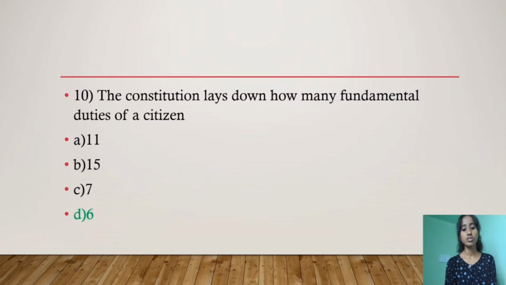The Constitution lays down how many fundamental duties of a citizen? Option A 11, option B 15, option C 7, and option D 6. And now this is the right answer. Option D, that is 6.